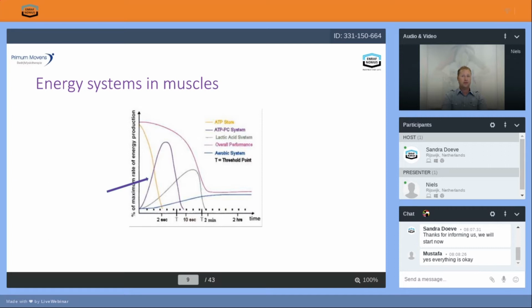creatine phosphate system, and that is at its top level after, let's say, 3 to 4 seconds, and then it reduces again, and after 10 to 30 seconds, it's completely gone. There are some discussions about when and how long they are active, but it's good to realize that it's only active in the first part of the activity.